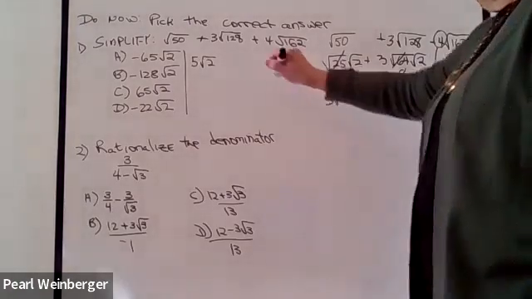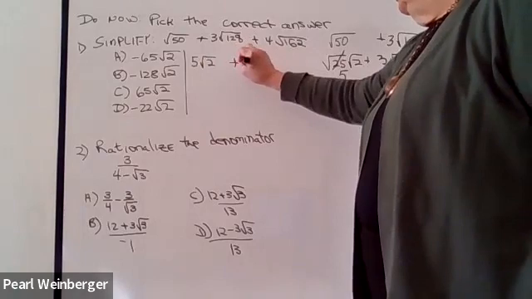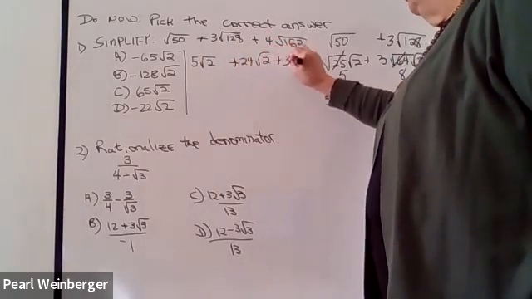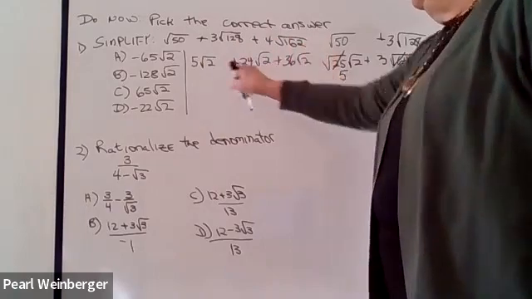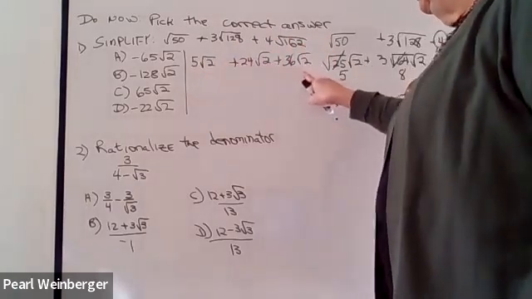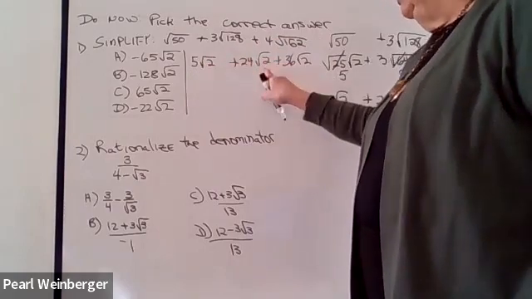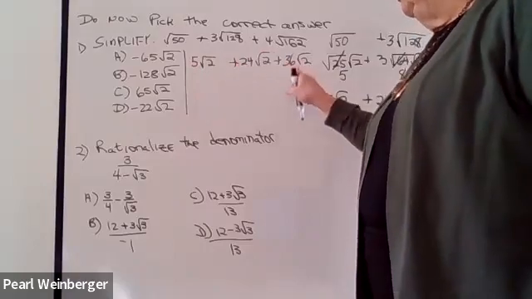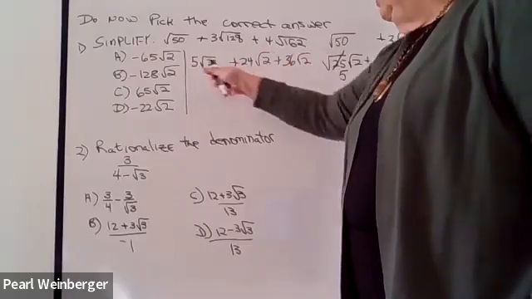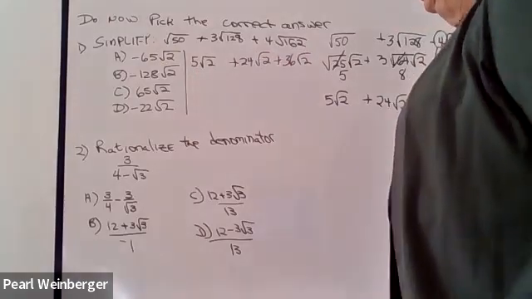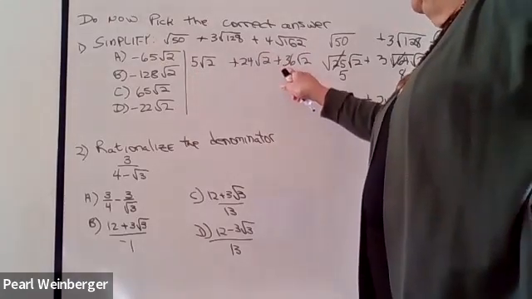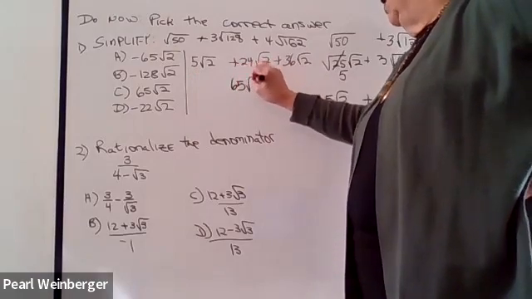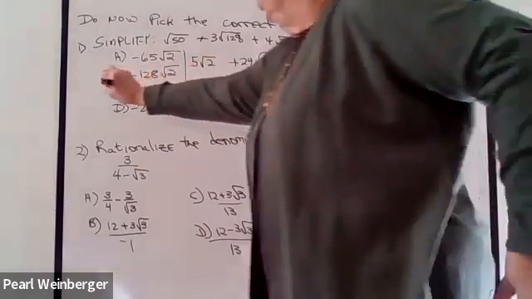So what we have here is 5 radical 2 plus 24 radical 2 plus 36 radical 2. And remember that when you're combining, which means adding or subtracting of radicals, once you have the same radical, you just combine the numbers in front, the coefficients. So 5 and 24 is 29. 29 and 36 is 65. So we're getting 65 radical 2, which is choice C.